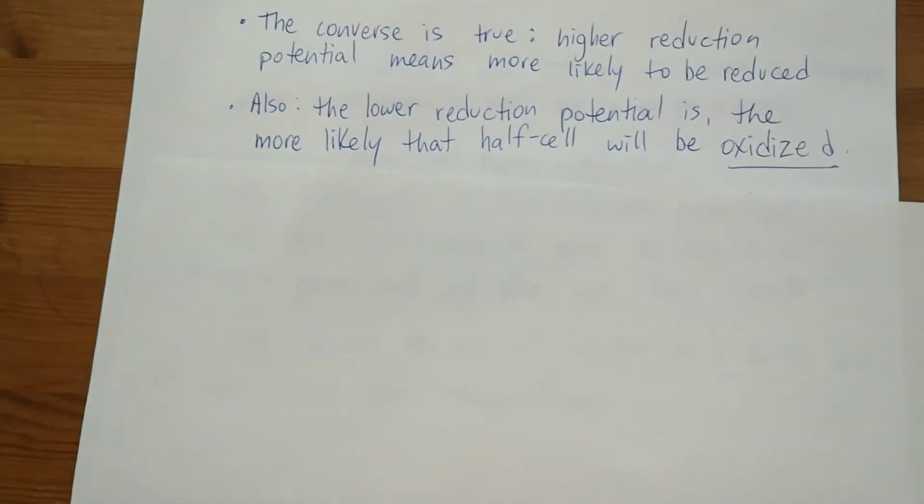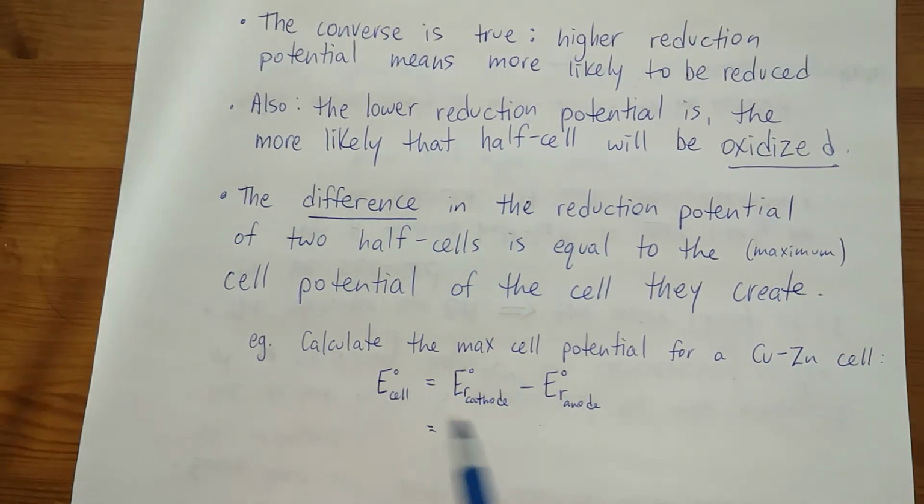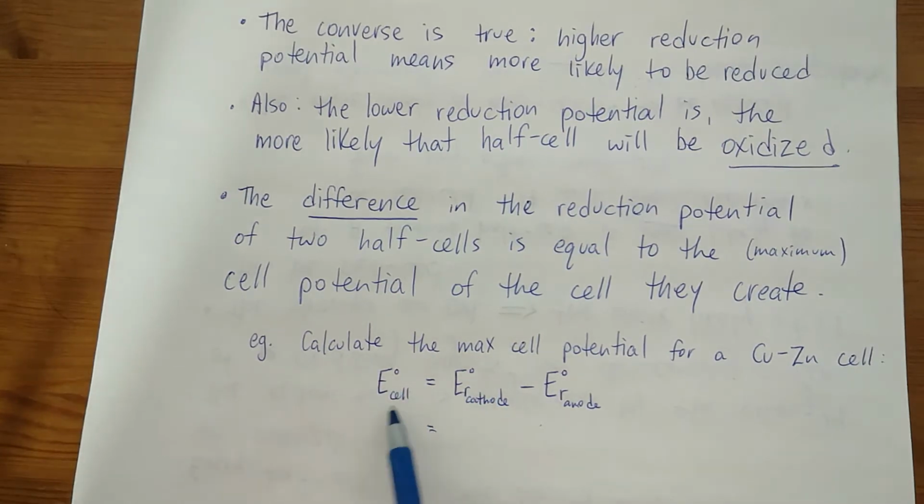So let's do that. I've set up an example here. Calculate the maximum cell potential for a copper zinc cell. The formula is pretty ugly, but it's simple once I explain what every term means. This is just standard cell potential. I don't know why chemistry is using an E. I would use a V, but I'm going to follow the book. All right, this just means reduction potential of the cathode subtract the reduction potential of the anode.